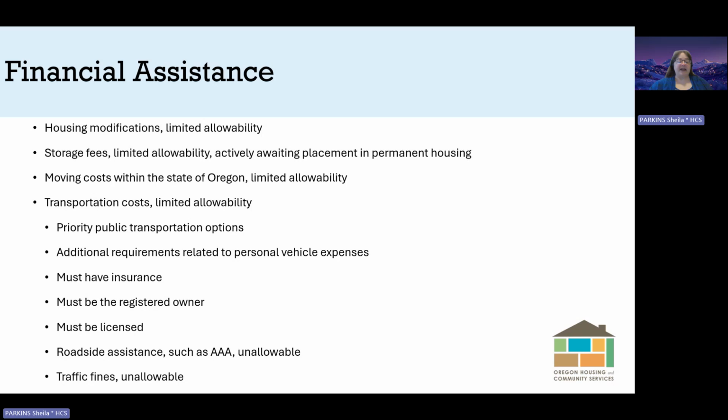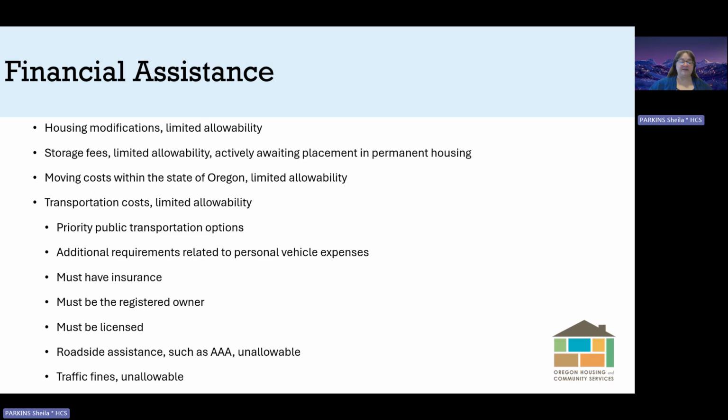Additionally, housing modifications such as temporary ramps or grab bars or rails to assist physically challenged households are allowable. However, when used in a rental home, such devices must be able to be removed without creating damage to the property. Storage fees under a rapid rehousing program are allowable. However, it is limited to 3 months of rent, and the household must be actively awaiting placement in their permanent housing. These costs are not allowed under prevention.